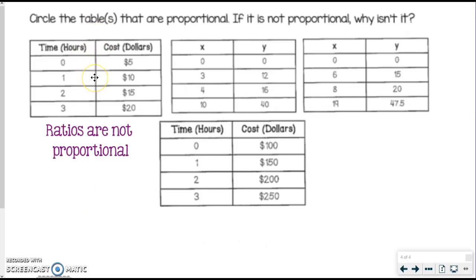That's how I'm describing why it's not proportional: when you compare the ratios of the hours and dollars, or time and cost, it's not the same thing happening each time. Okay? All right, this next one we got, just next one we're comparing.